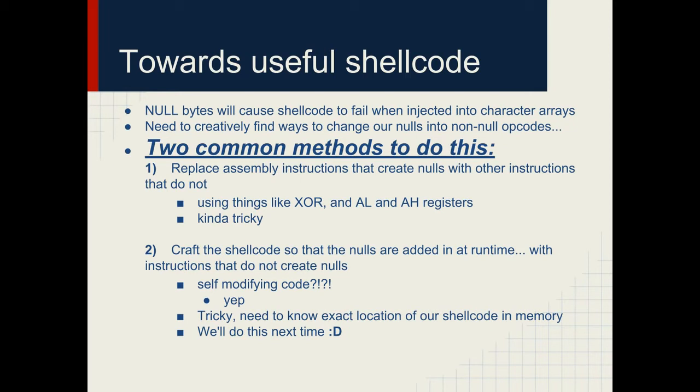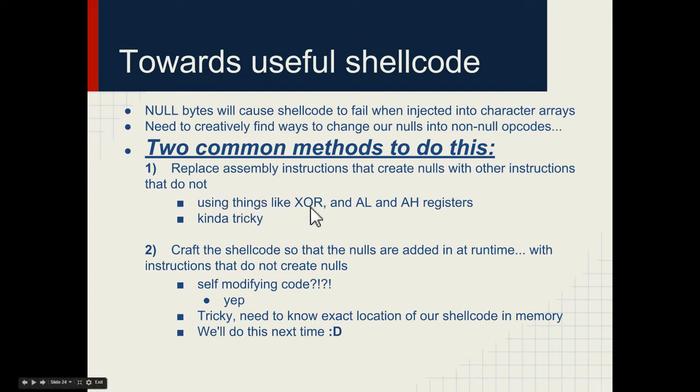You can replace the assembly instructions with other instructions that create nulls accordingly, but those have to all run prior to it. And that's going to be self-modifying code. Or you craft the shellcode so that there are no nulls at all. So either you add the nulls in at runtime, or you craft it so there are no instructions that have null bytes. So you replace any assembly instructions that have null bytes with instructions that do not.